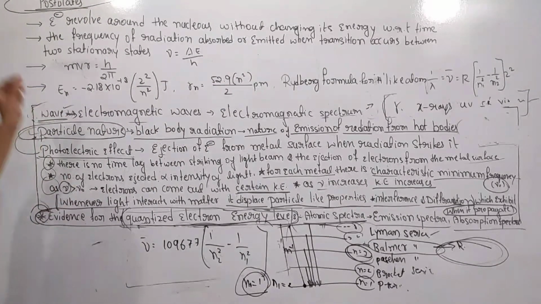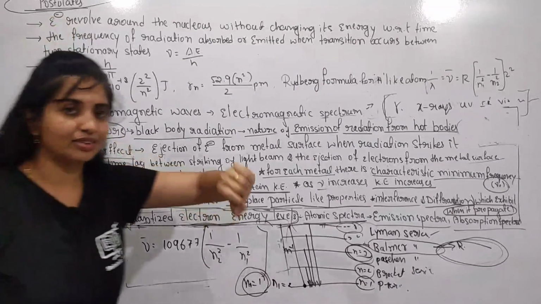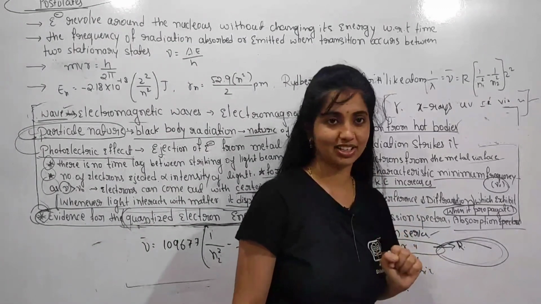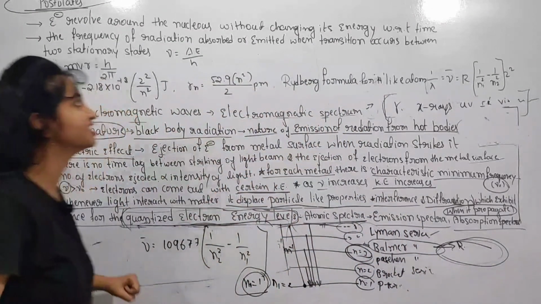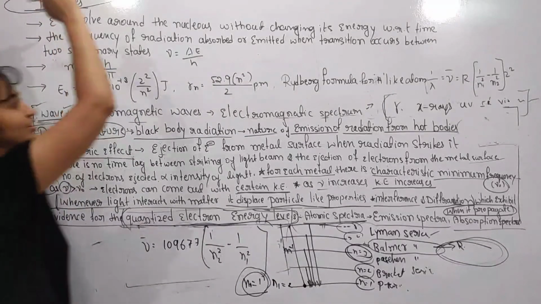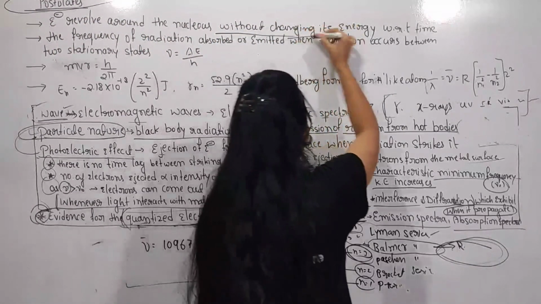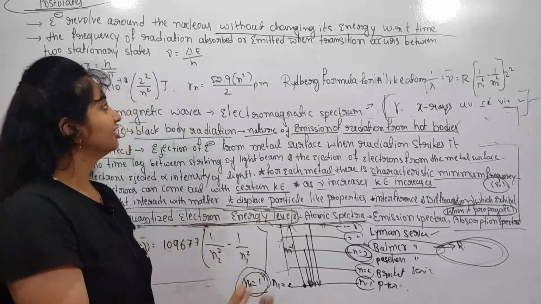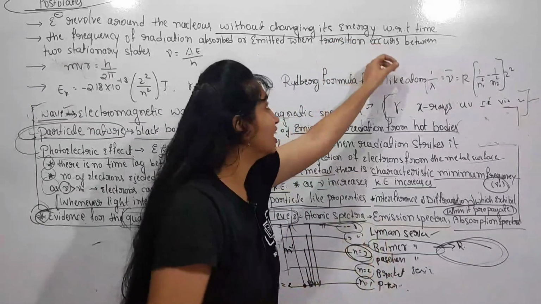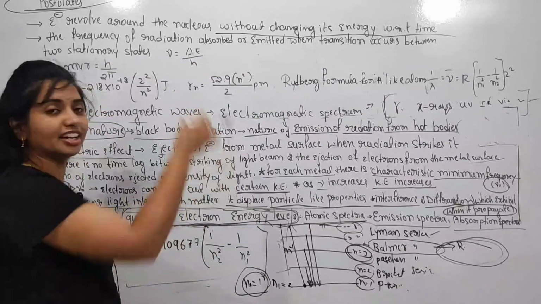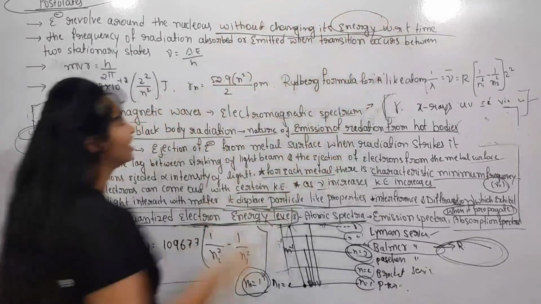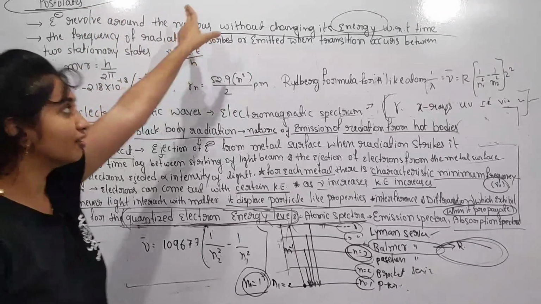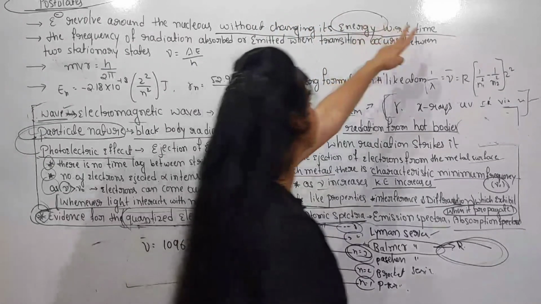See here, Bohr also says the electrons revolve around the nucleus, and Rutherford also says the electrons revolve around the nucleus. But what is the difference? What he says is, electrons revolve around the nucleus without changing their energy with respect to time. When the time changes, the energy does not change. The energy of that electron does not change. So the first postulate is that the electron revolves around the nucleus without changing its energy with respect to time.